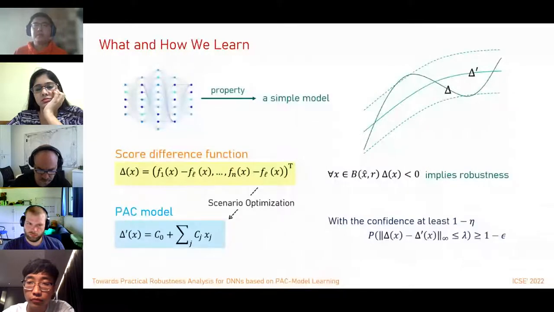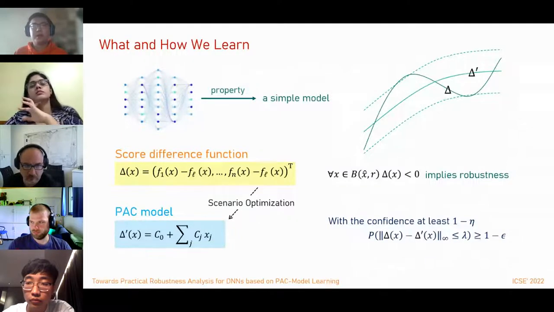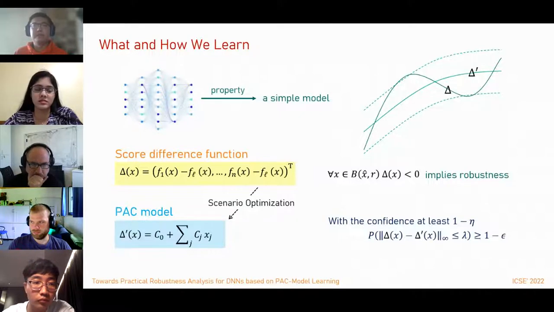What we learn here is the score difference function of the original DNN denoted by delta. The score difference function is a good indicator of the robustness. As the score difference is smaller than zero, the model is robust. So we will learn its surrogate delta prime under the PAC guarantee using the scenario optimization technique.